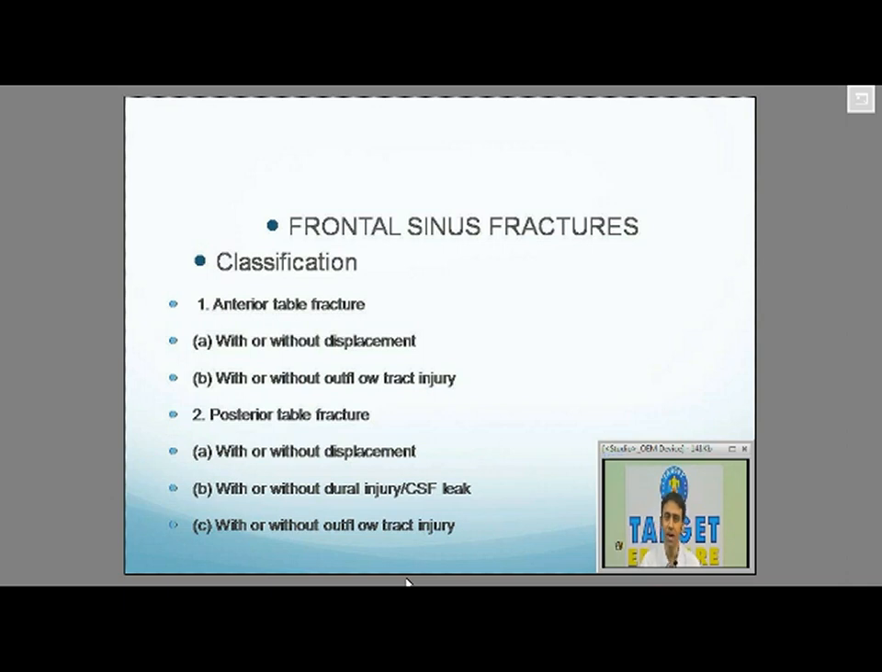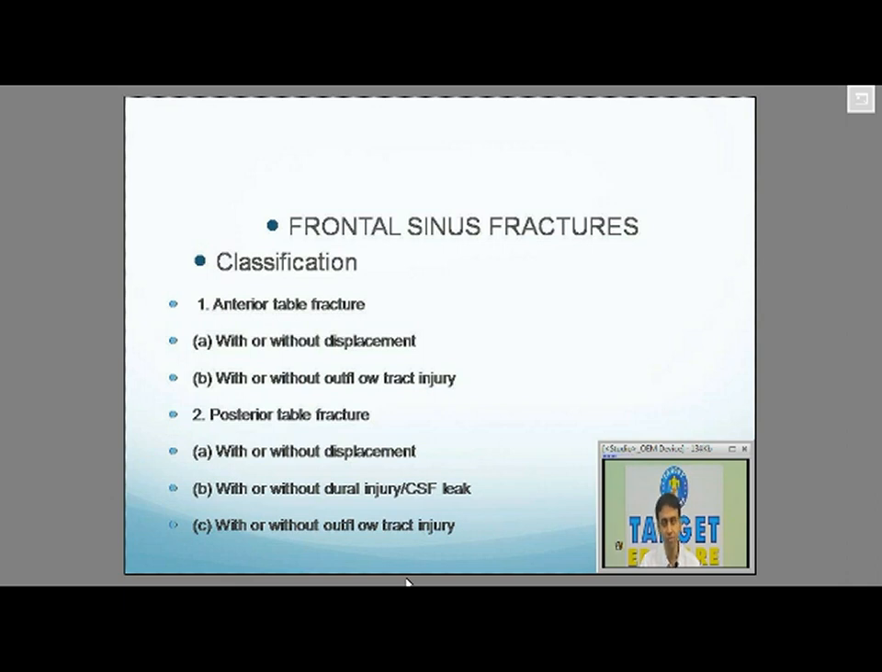Basically, frontal sinus fractures are seen in low energy or high energy fractures, both seen most commonly as depressed fractures of the skull. To classify in short, we have anterior table fracture and posterior table fracture. Posterior table fracture is more to be taken care of because it is directly related to the cranial structures. Anterior table fracture can be addressed without any intervention or can be intervened with surgical methods.